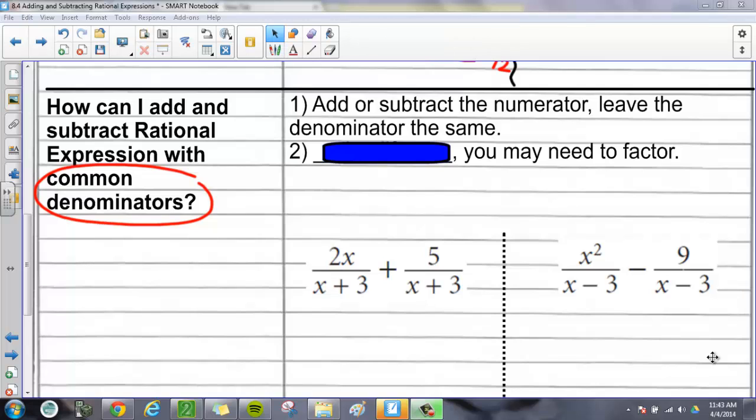The first thing would usually be to get a common denominator, but this is already done in these two. So step one is really to add or subtract the numerators, leaving the denominators the same. That's step one, okay? Step two is to simplify, and you may need to factor to simplify, okay? So let's do that. We'll take a look.